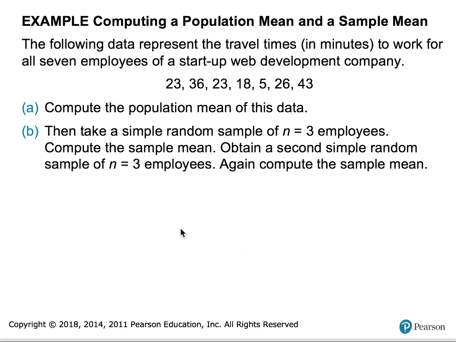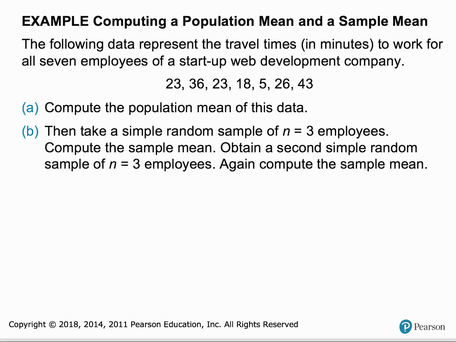Okay, so here's an example. The following data represents the travel time in minutes to work for all 7 employees of a startup web development company. Compute the population mean of the data. It is a population because all 7 employees, that's all the employees at this startup company.